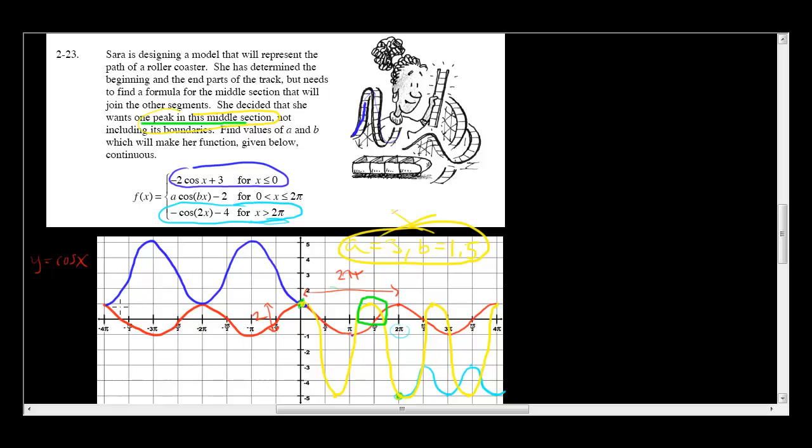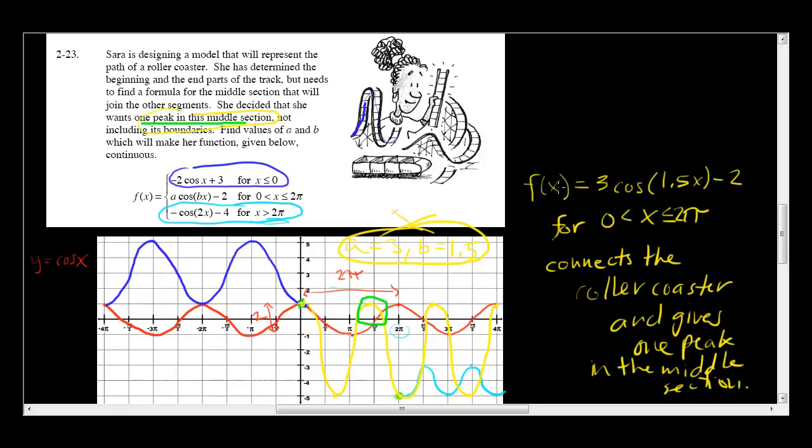So B has to be 1.5. So there you have it. f(x) is equal to 3 cosine of 1.5x minus 2 within the middle region, and that connects the roller coaster and gives us one peak in the middle section. Okay, so that's one way of looking at this problem.